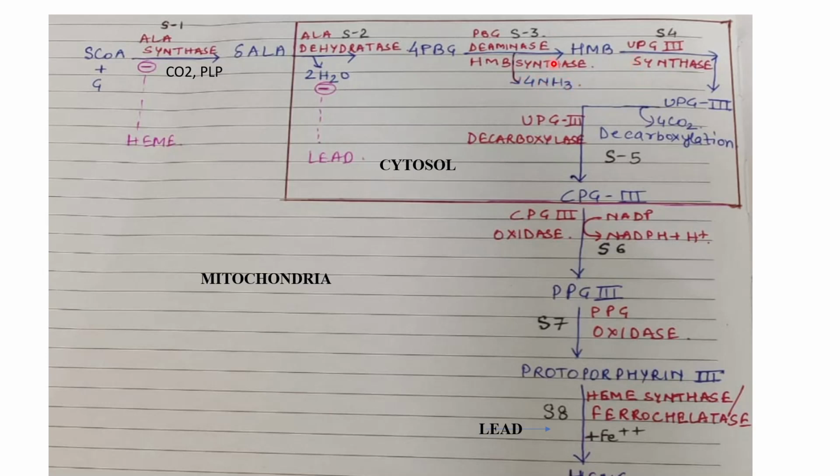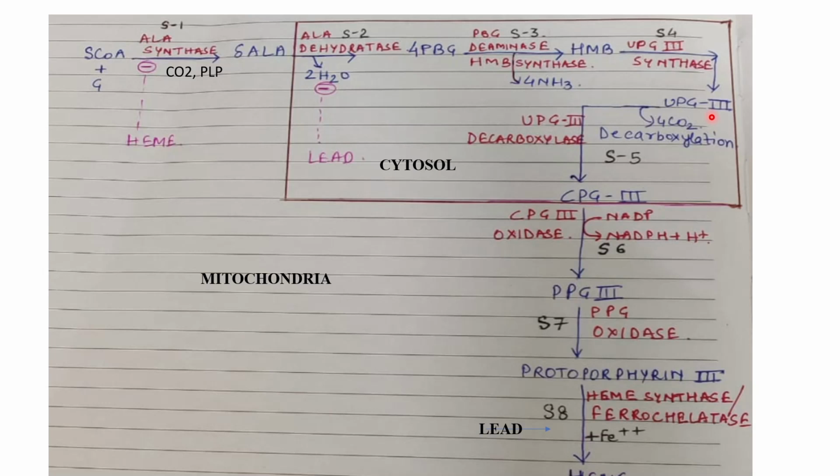After this, UPG is converted to CpG3 in the presence of UPG3 decarboxylase, that is uroporphyrinogen decarboxylase enzyme. So, when the reaction is taking place, four molecules of CO2 are taken out.